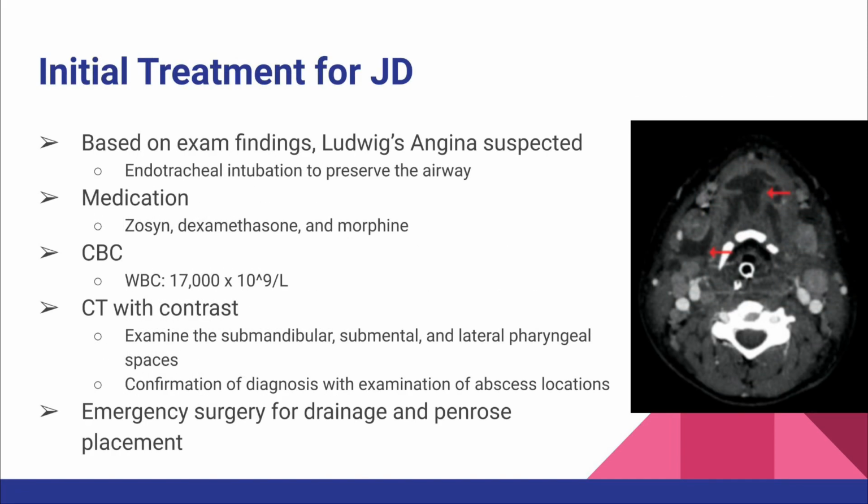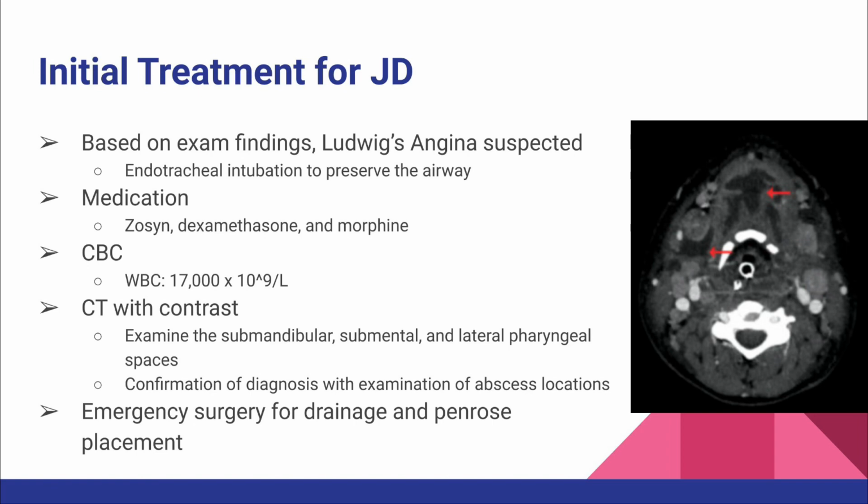Now going back to our patient JD, based on the exam findings from both the nurse and the physician, Ludwig's angina was suspected. An ET tube was placed to preserve his airway, and he was started on Zosyn to fight the infection, dexamethasone to minimize and reduce inflammation, and morphine for pain.